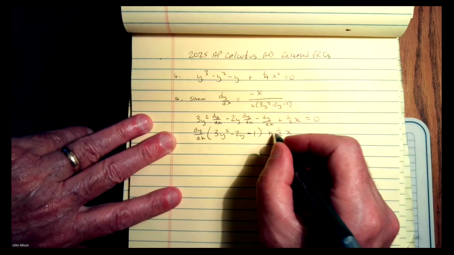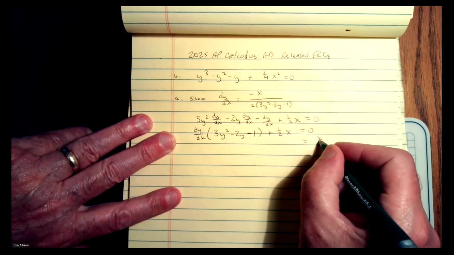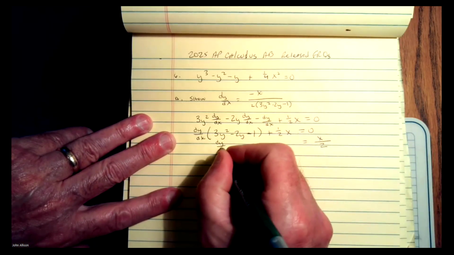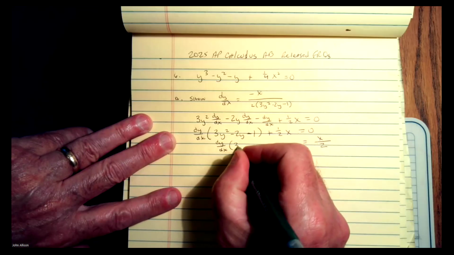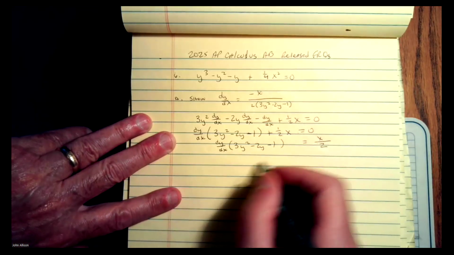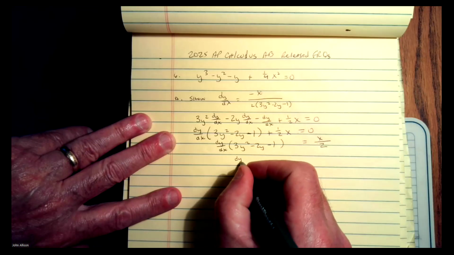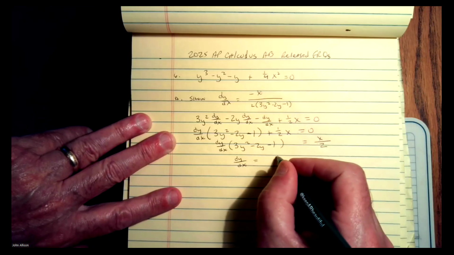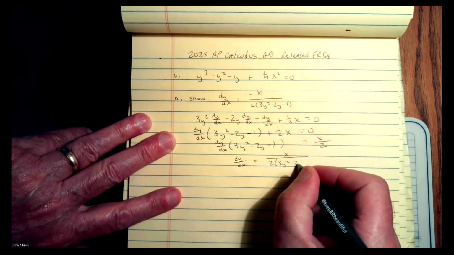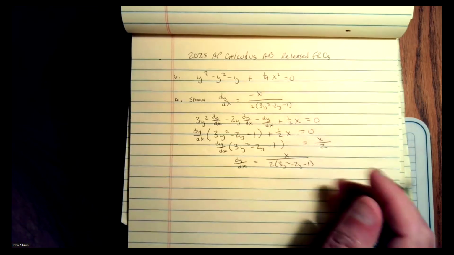Now I'm going to subtract the 1/2 x from both sides. Go ahead and put that as x over 2. Divide both sides by 3y squared minus 2y minus 1, and get dy/dx equals negative x over 2 times (3y squared minus 2y minus 1). So we have verified part A.